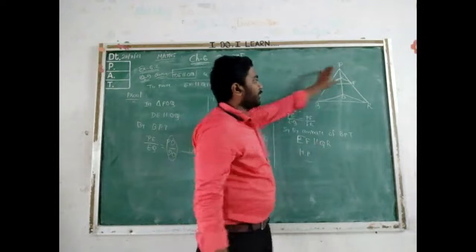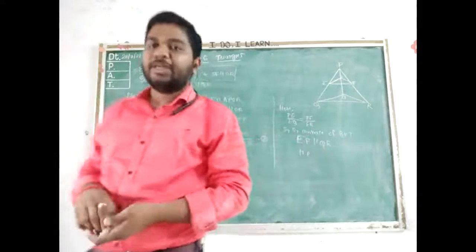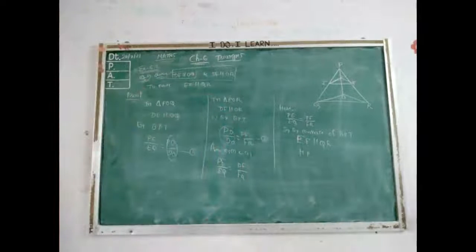If these two ratios become equal, that means these two sides will be parallel. So I can write like this: EF is parallel to QR, hence proved. Is there anyone who is having any doubt in this one?